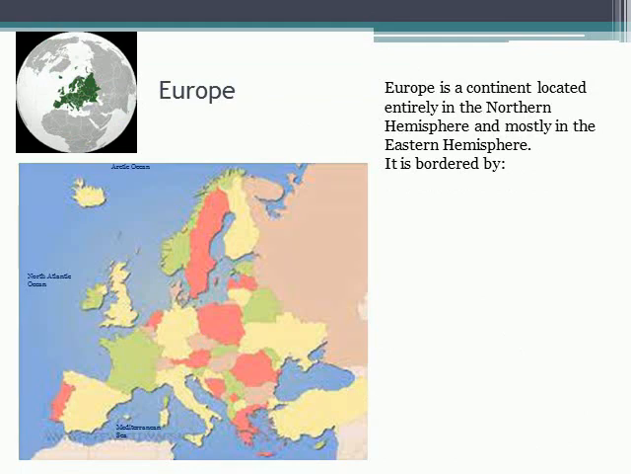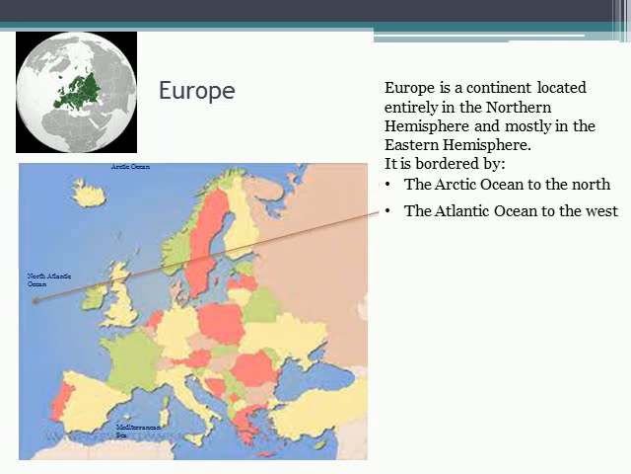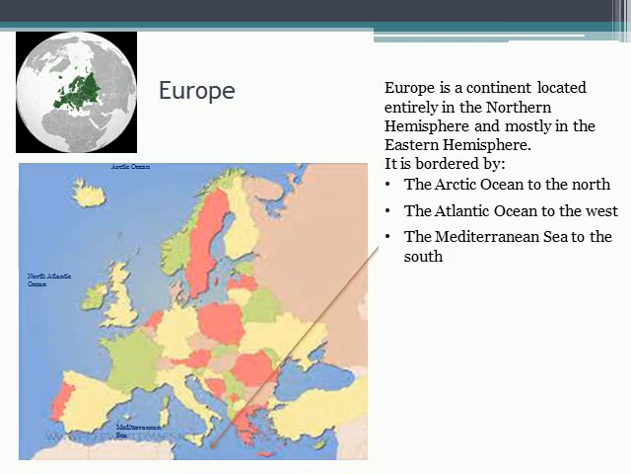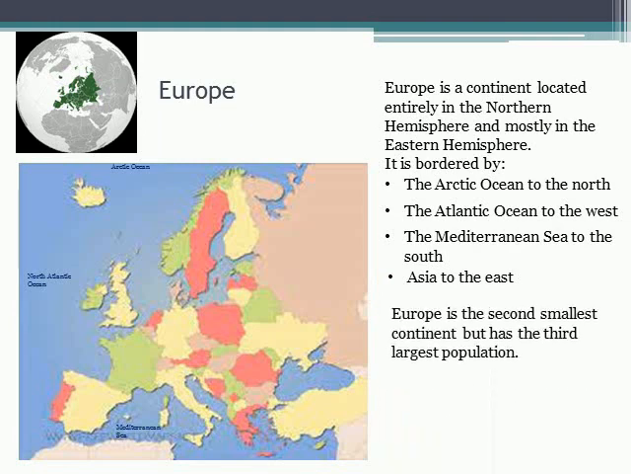Now we're going to talk about Europe, which you already learned about in your previous years. Europe is a continent located entirely in the northern hemisphere and mostly in the eastern hemisphere. It is bordered by the Arctic Ocean to the north, the Atlantic Ocean to the west, the Mediterranean Sea to the south, and Asia to the east. Europe is the 2nd smallest continent, as we said, but has the 3rd largest population.